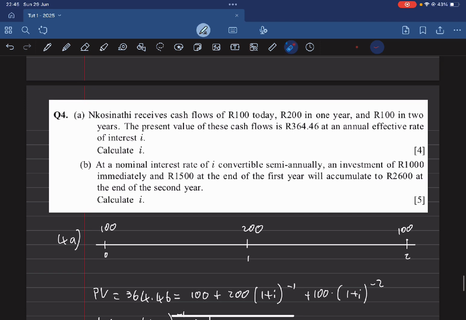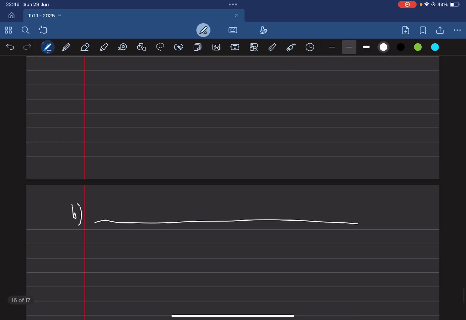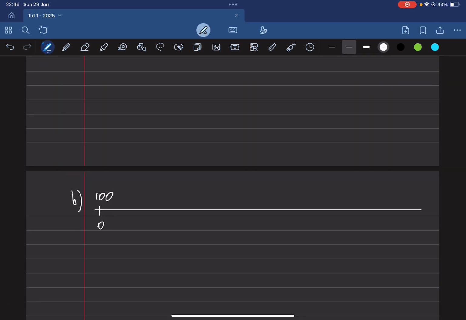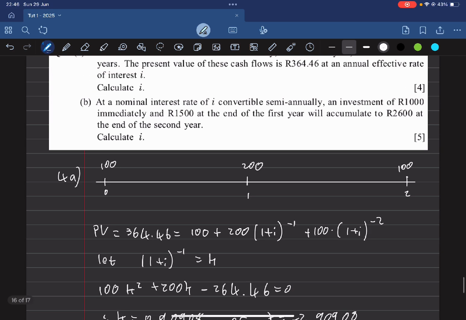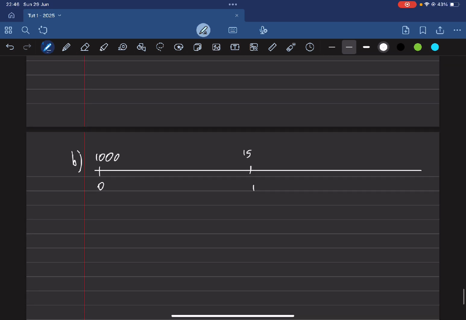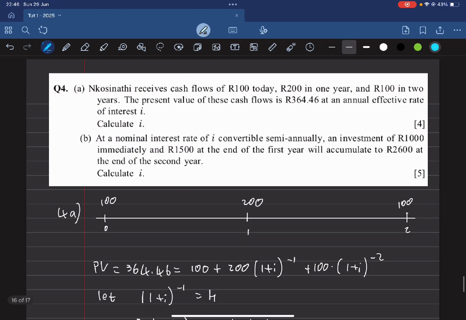B says, at a nominal interest rate of i, convertible semi-annually, so this means it's convertible twice a year, so it's a nominal rate, an investment of 1,000 Rand immediately and 1,500 at the end of the first year will accumulate to 2,600 at the end of the second year. Okay, so let's draw a timeline. So at time 0, it says we have an amount of 1,000, and at time 1, it says we have an amount of 1,500. And the future value of this will be 2,600 at an interest rate of i, convertible semi-annually. And it says we have to work that out.